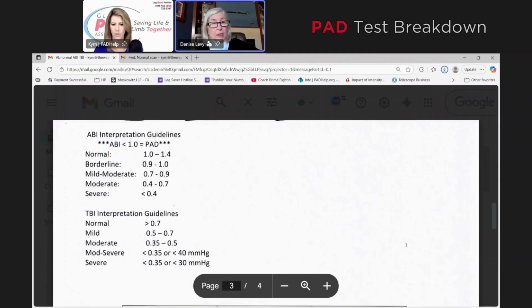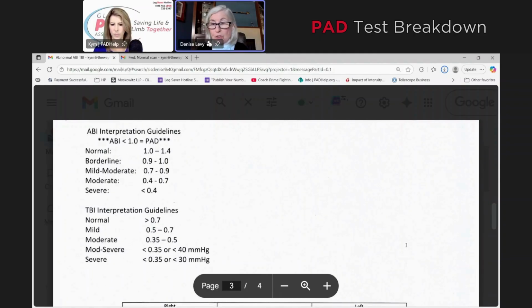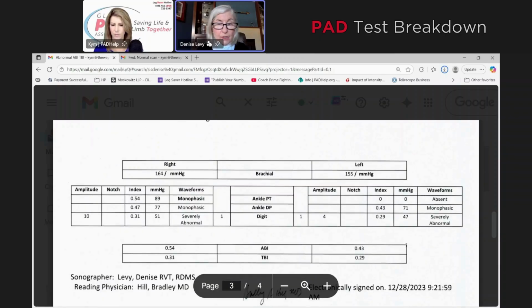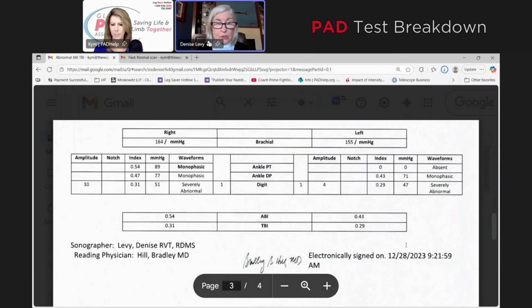So here is my guidance that we always put on every patient so that everyone can see the diagnostic criteria that we use. And this is from IAC as well. So you can see that anything moderate is 0.4 to 0.7, so this patient falls in that category. And then for the toe, anything below 0.3 is severe.